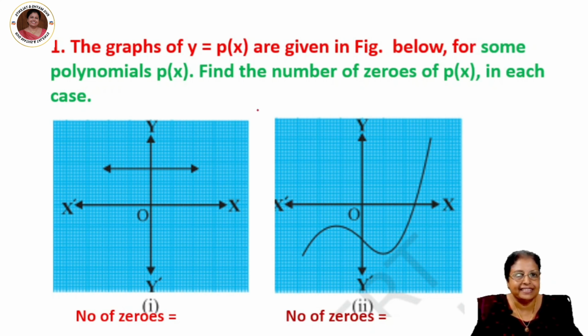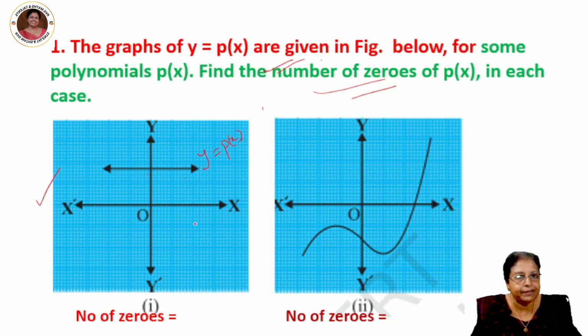Okay. See the question. The graphs of y equal to p of x are given in figure. Then we have to find the number of zeros in each case. Okay, let us see the questions. See, this is the first one. See here, this is the graph of y equal to p of x. You can see it's a line. Then you know it's a linear polynomial, is it? Okay, then you just observe this.